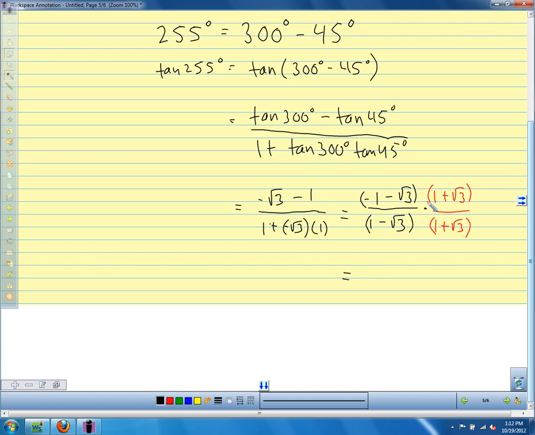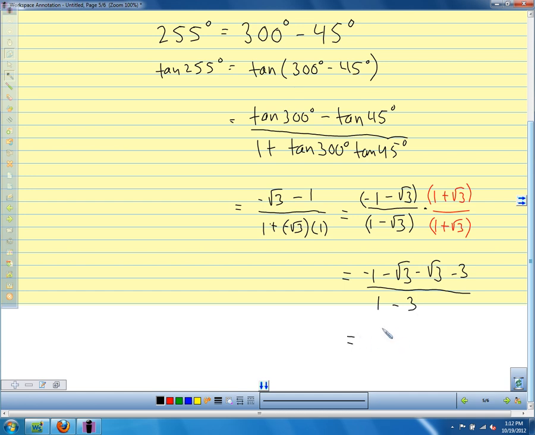In the numerator, my first is negative 1. My outside is minus square root of 3. My inside is minus square root of 3. And my last is negative square root of 3 times square root of 3, which is just negative 3. And on the denominator, my first is 1. My outside is plus square root of 3. My inside is minus square root of 3, so the square roots of 3 add up to 0. And my last is minus square root of 3 times square root of 3, which is just minus 3.